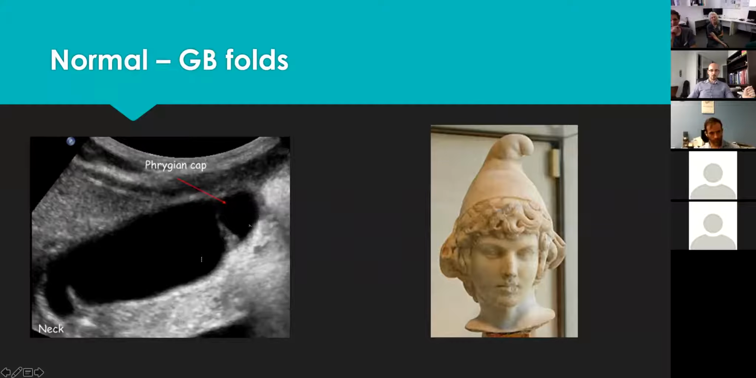One special form of it that I say is important, they call it a Phrygian cap, because of that resemblance to a Phrygian cap with the vent at the top of it.